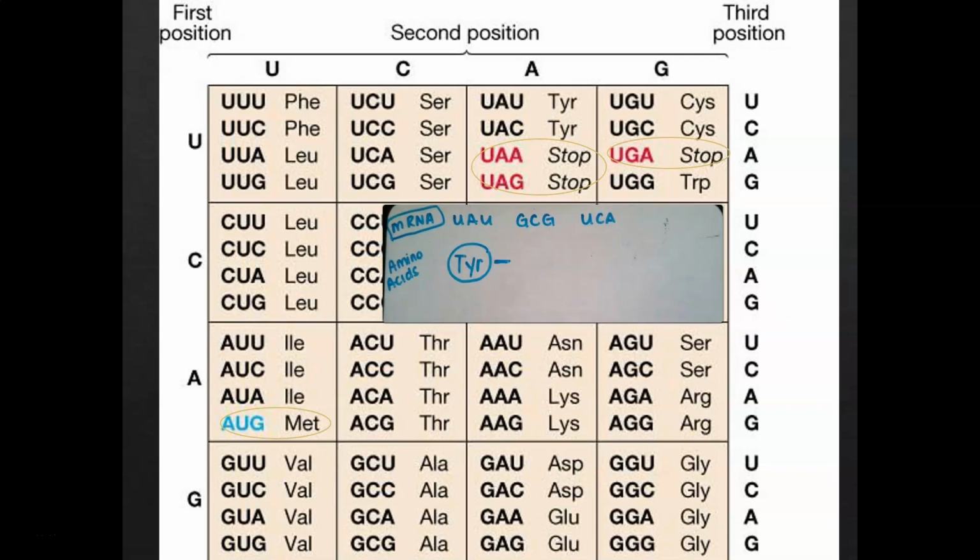My second amino acid that I would make goes with G, C, G. So we go G down here, over to C, and then down to G, and we get ALA. And last but not least, we're going to go U, C, A. So my third position is SER.